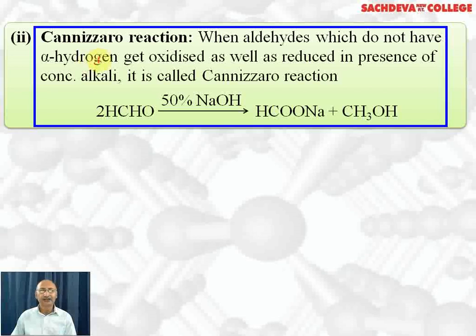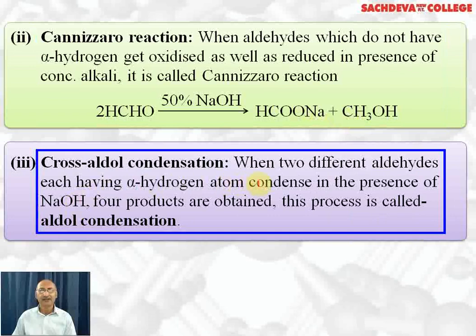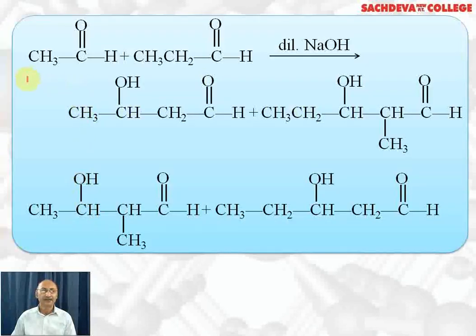In the Cannizzaro reaction, only those aldehydes which do not have alpha hydrogen, like formaldehyde, undergo Cannizzaro reaction in presence of concentrated NaOH or 50% NaOH. It gives HCOONa plus methyl alcohol. Cross-aldol condensation is given by different aldehydes or ketones, but they must have alpha hydrogen. They condense in presence of dilute NaOH and 4 products will be obtained. Here we have taken a mixture of ethanal and propanal. In presence of dilute NaOH, we get these 4 products which I have explained earlier also.